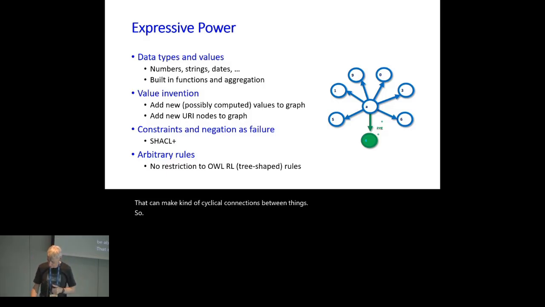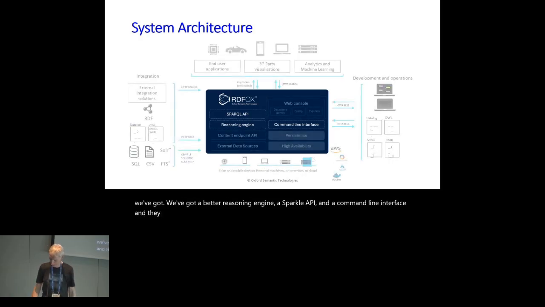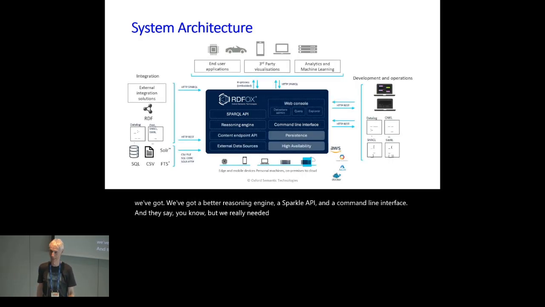So it turned out we had to build a whole lot of extra stuff. Oh, and the other thing, system architecture. So yes, you go to your potential customer and you tell them, yes, this is what we've got. We've got a better reasoning engine, a SPARQL API, and a command line interface. And they say, but we really needed this thing that has all kinds of additional security, persistence, connections to databases, blah, blah, blah.